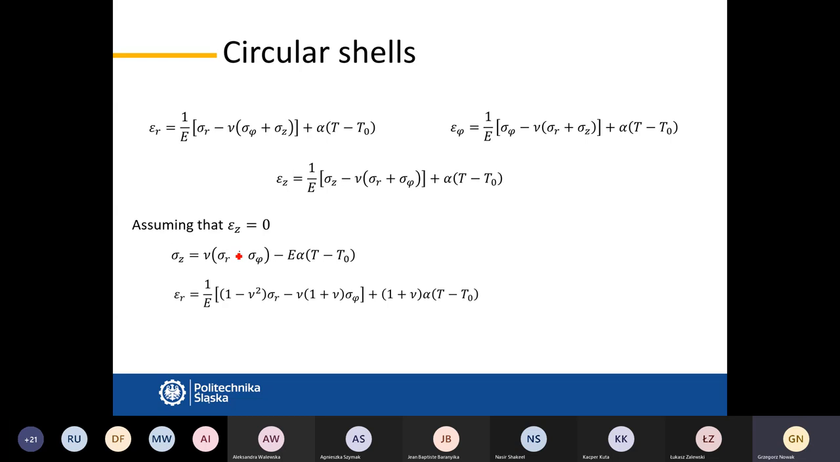In such a case, epsilon r would be that much. So if we put sigma z into the formula, and epsilon phi into the formula, this can be expressed in such a way for the case where we have fixed ends of the shell. So this is the dependence of stress and strain. So Hooke's law, general Hooke's law.